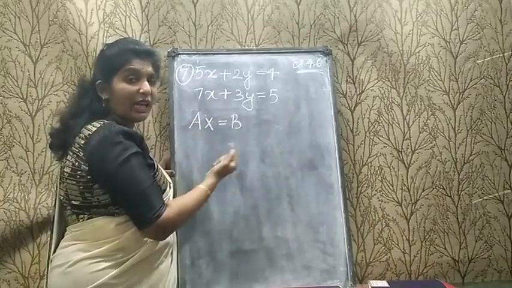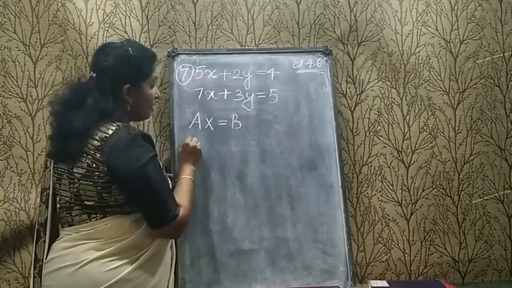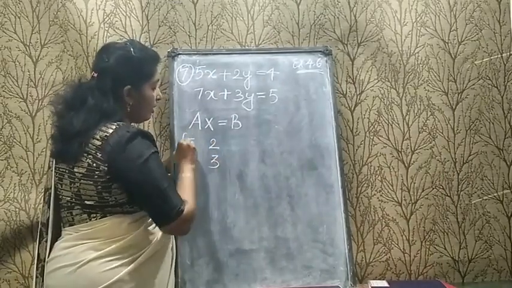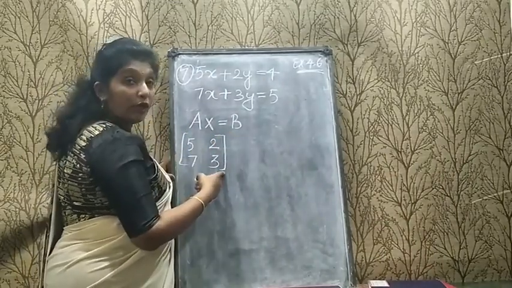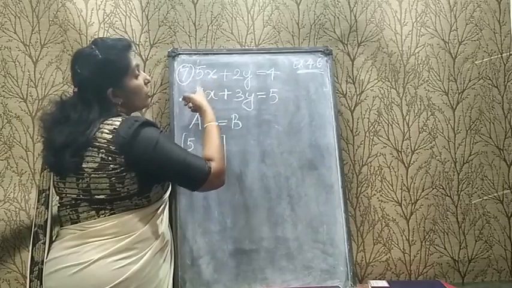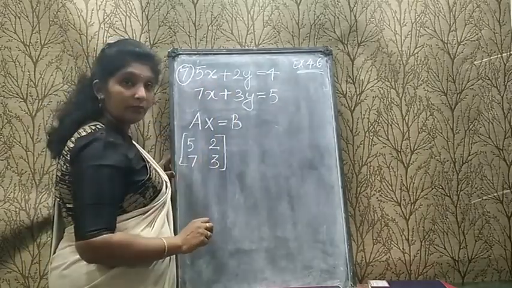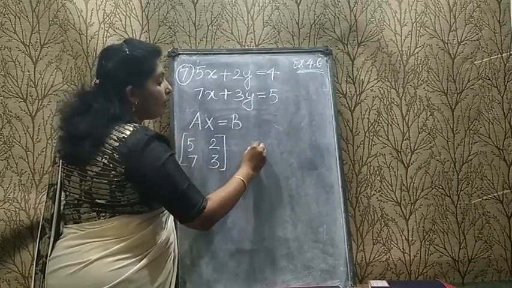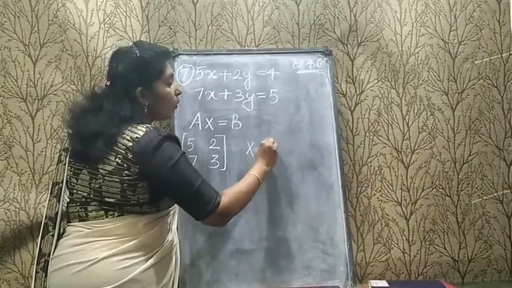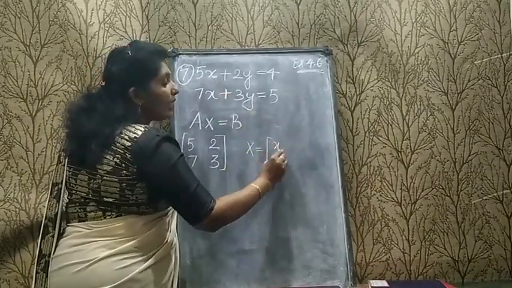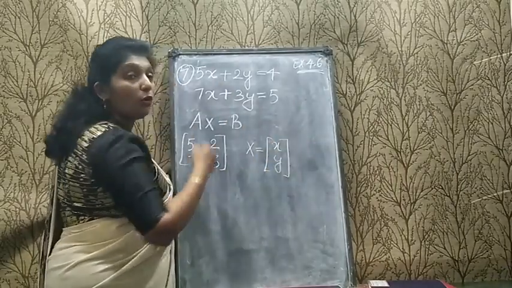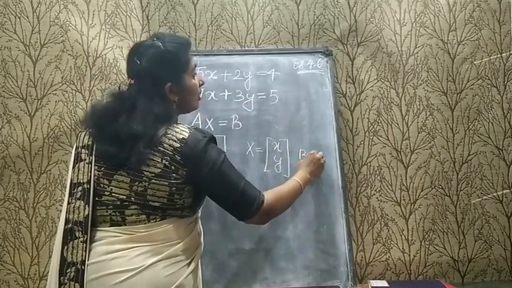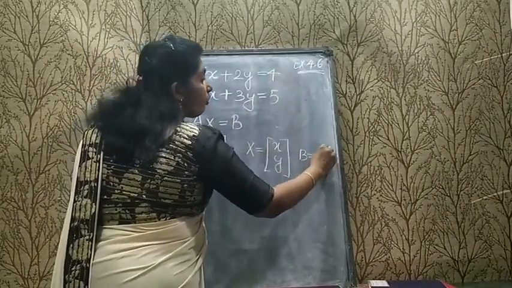What is A, X and B? A is [5, 2; 7, 3]. How can we form the A matrix? By writing the coefficients of x and y, and this is the A matrix. And X is the unknown variables x and y which we have to find. And the B matrix is these constants 4, 5.